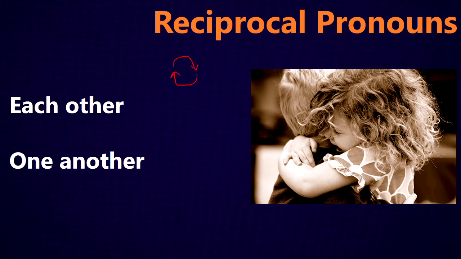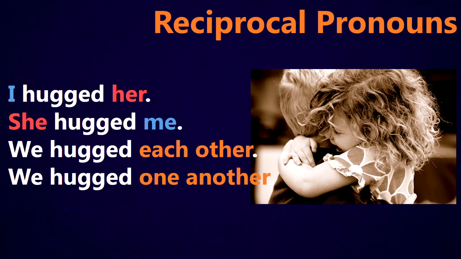So if you look at this picture here, we see two children. They're hugging each other. So I hugged her, she hugged me. So you see the action is going both ways. I hugged her and she hugged me. So they're both hugging each other. They're both subject and object. So we can say, we hugged each other.